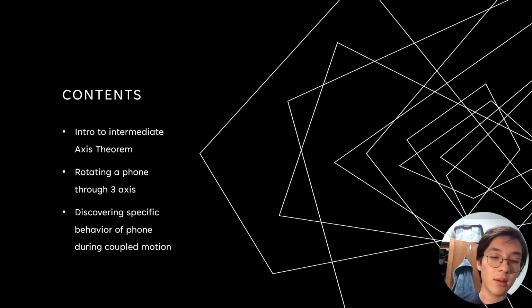Today I'm going to talk about a potential theory for why this happens, called the intermediate axis theorem. I'm going to rotate a phone through 3 axes and record motion data, and then I'm going to attempt to use that to discover specific behavior of the phone during that coupled motion that I observed.